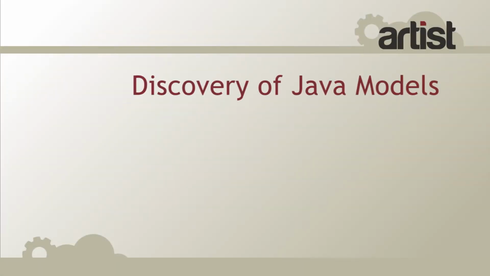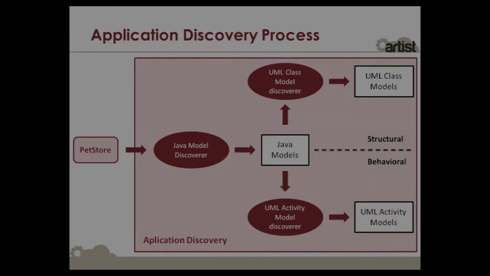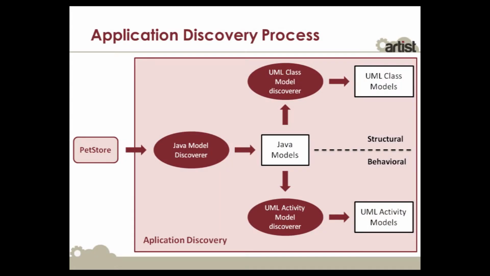For the Petstore scenario, we first discover models from the Java source files of the project. These initial models mirror the structure of the source code and allow us to have a one-to-one representation of the code as model, thus acting as entry point at the modeling realm. In this video, we show the Java Model Discoverer integrated in Artist.